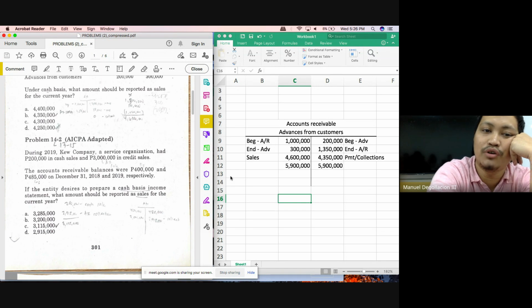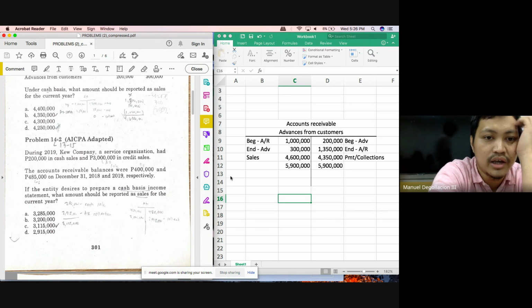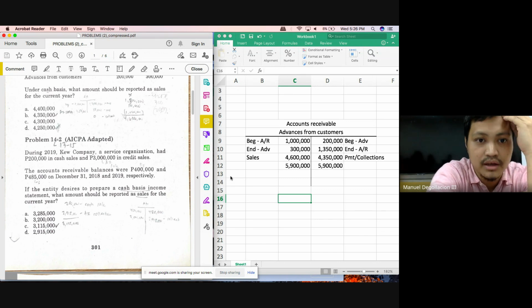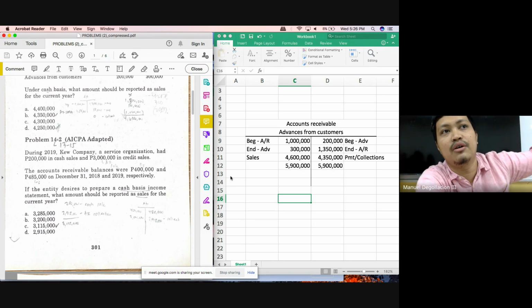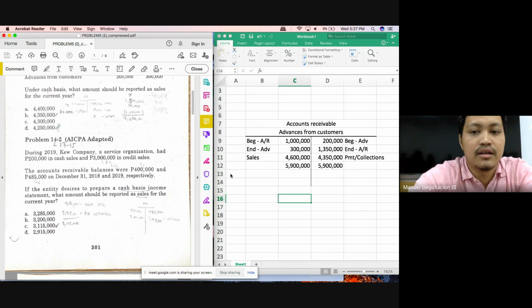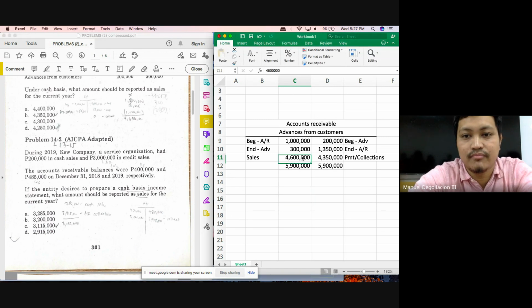Okay, let's proceed with 14-2. The question here is, if the entity desires to prepare a cash basis income statement, what amount should be reported as sales for the current year? And what's given here? A service organization had 200,000 in cash sales and 3 million in credit sales. Okay, let's focus first on the credit sales. So basically, this would be the amount that we will see here on the debit side of our T account. Do you follow, class? So the sales, this would be 3 million.